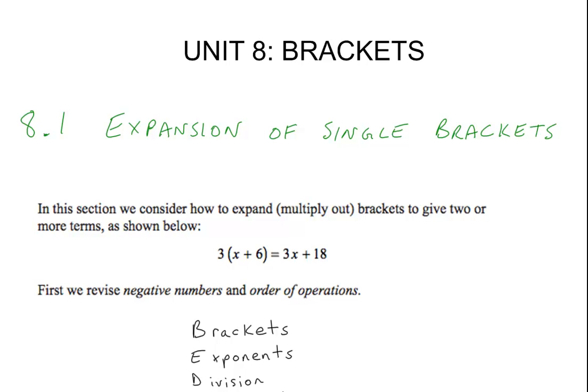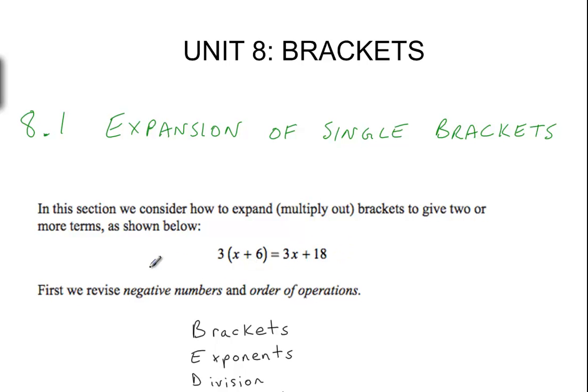Unit 8, brackets. Let's start with 8.1, expansion of single brackets. In this section we consider how to expand, which is to say multiply out, brackets to give two or more terms such as shown below. 3 times x plus 6 in brackets. So the 3 will actually multiply into each term inside of these brackets, which will give us 3x plus 18.